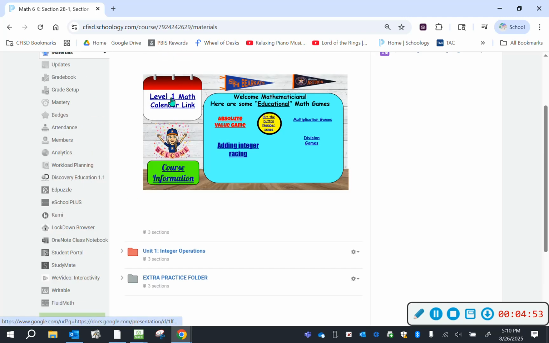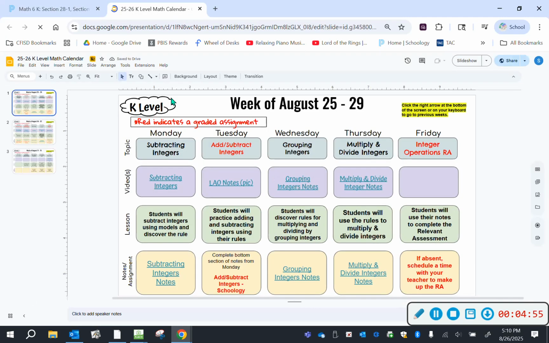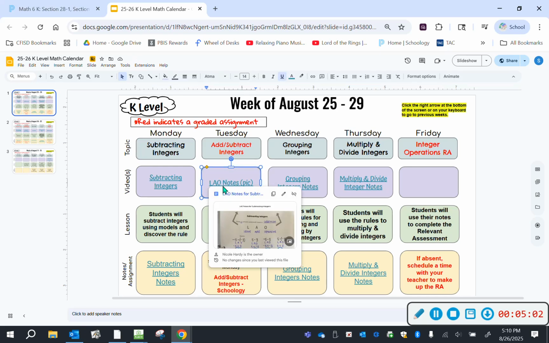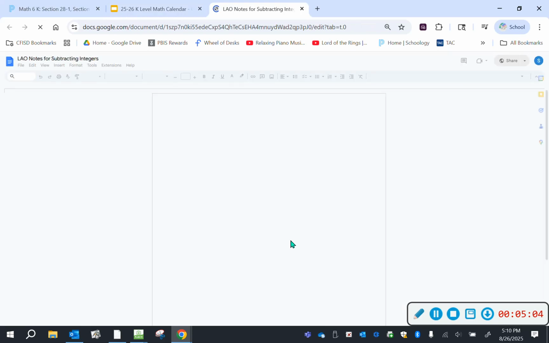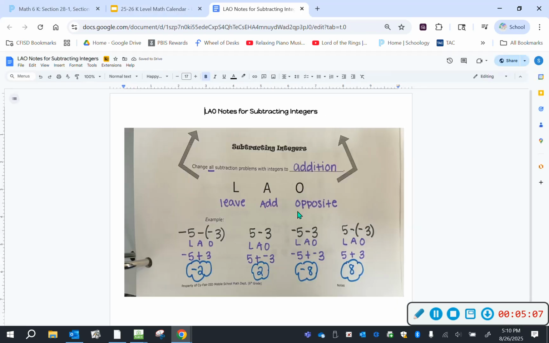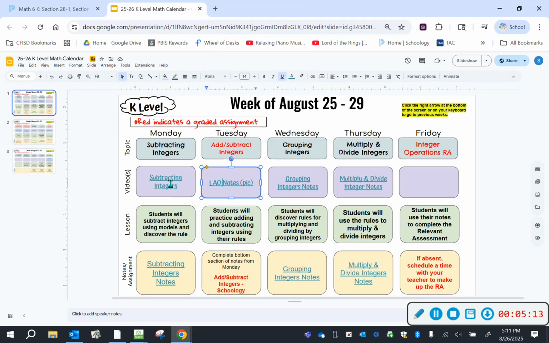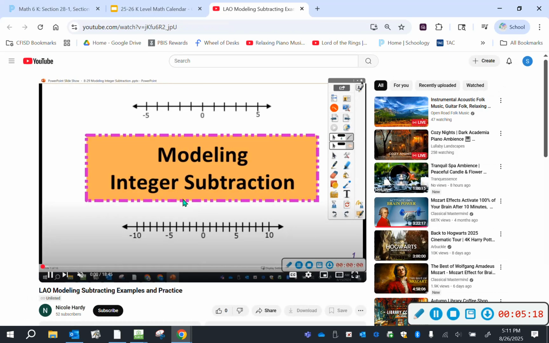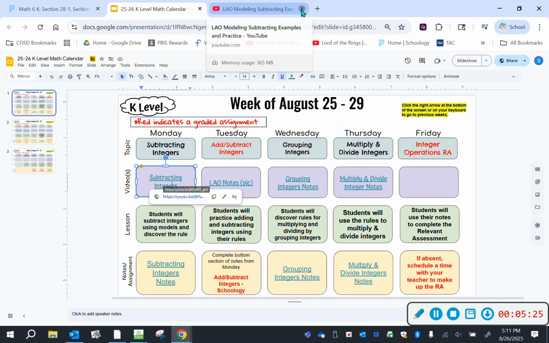The K-level calendar looks very similar to the on level. Today we did loud notes, L-A-O: leave it, add it, opposite. And this is just a picture of the notes and what it looks like, what we filled in. Okay, no need for a video on that one. There was a video the previous day for subtracting integers, going over the LAO. So we went over the whole PowerPoint on how to subtract with integers.